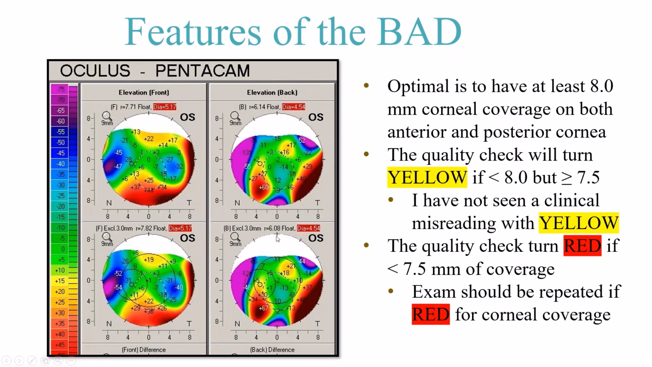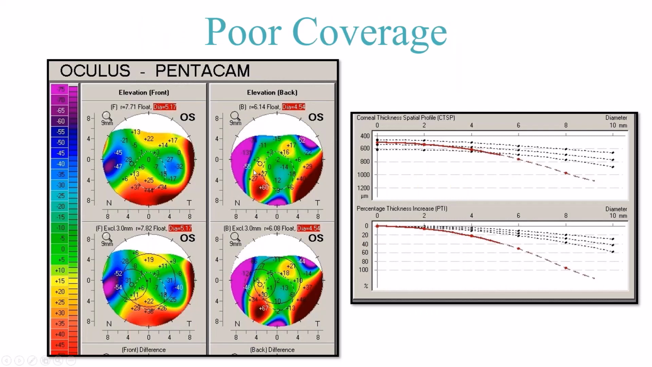So as I said, it's optimal to have at least 8mm of coverage. The quality check, which is this area here, will turn yellow if it's less than 8, but greater than or equal to 7.5. I've actually never really seen a significant clinical misreading if you have at least 7.5. The quality check will turn red if it's less than 7.5mm of coverage. And as much as you can, you should attempt to repeat the exams. You might have to hold lids open to try to get at least 7.5. However, there are some patients that you cannot.